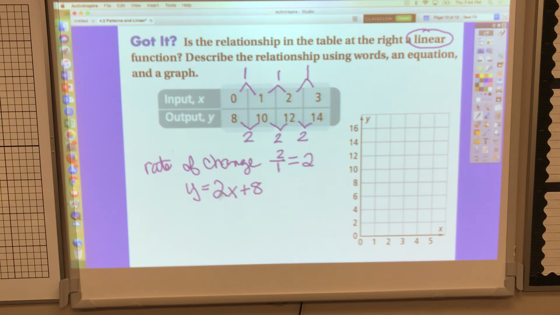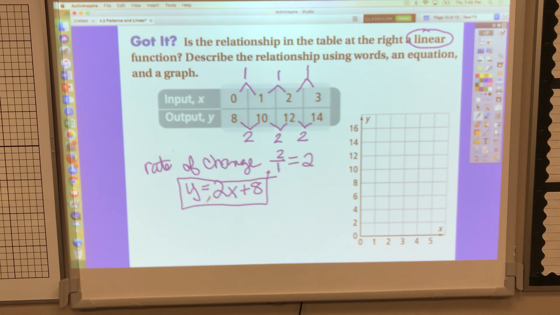If I plug in the 2, 2 times 2 is 4, 4 plus 8 is 12, so it checks. If I plug in 3, 2 times 3 is 6, 6 plus 8 is 14, so my equation is correct. Okay, again, that rate of change goes with your x value, that input variable. And you have to figure out that plus or minus based on your outputs from that rate of change. Okay, so now let's use words.